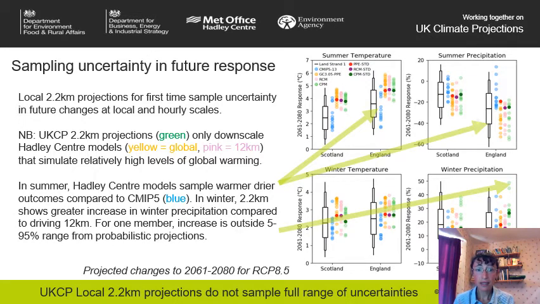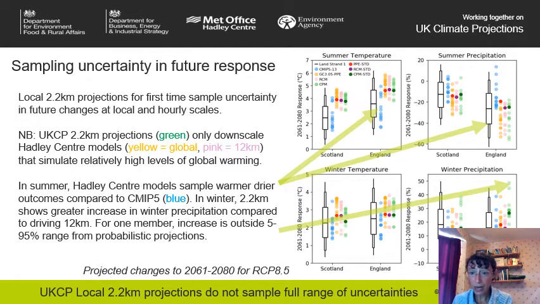And what we can see is that some of the Hadley Centre sets are primarily sampling warmer, drier outcomes, and the greater range is observed in blue in the CMIP5 set. So it's really important to see these UK CP18 2.2 projections in the context of the wider sampling of uncertainty from the other UK CP18 products. But they are also telling us something new.